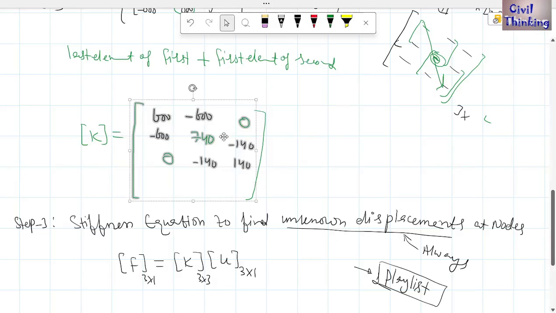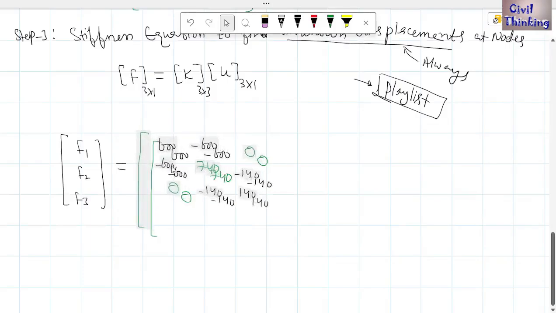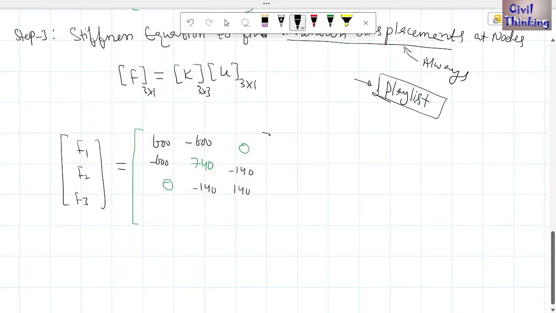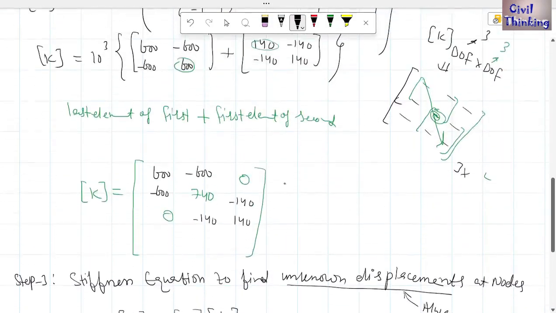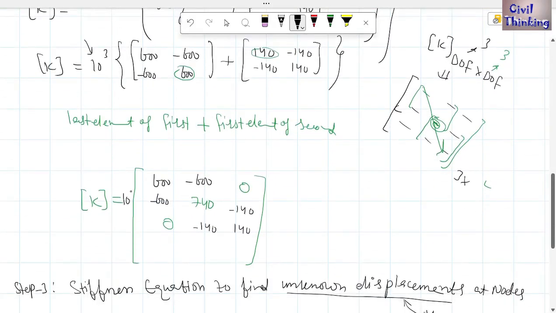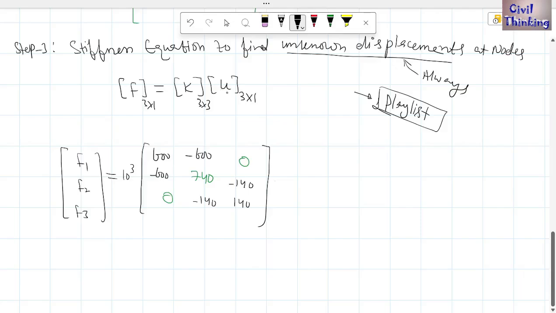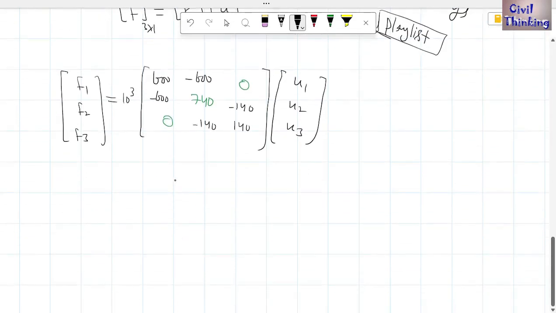Let me just copy the displacement matrix here. But remember, there was also 10 to power 3 outside, so I forgot to place the 10 to power 3 here. So it is 10 to power 3 times the displacement matrix U1, U2 and U3, right?